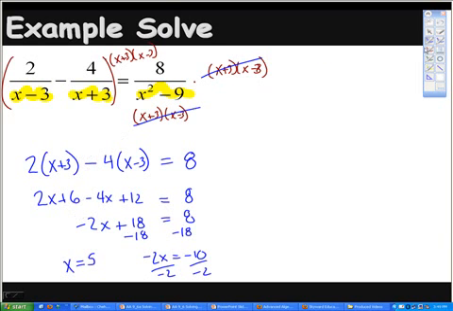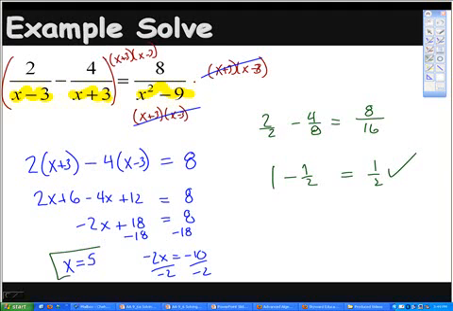We saw on the previous slide that if we don't check it, we can run into trouble. So plug in the 5. 5 minus 3 is 2, so I have 2 over 2. Minus, 5 plus 3 is 8, I have 4 over 8. Does that equal 8 over, let's see, 5 squared is 25. 25 minus 9 is 16. So 8 over 16 is a half. 1 minus 4 over 8, which is a half. Does 1 minus a half equal a half? Well, yes, it does. So that answer checks. It has to be right.